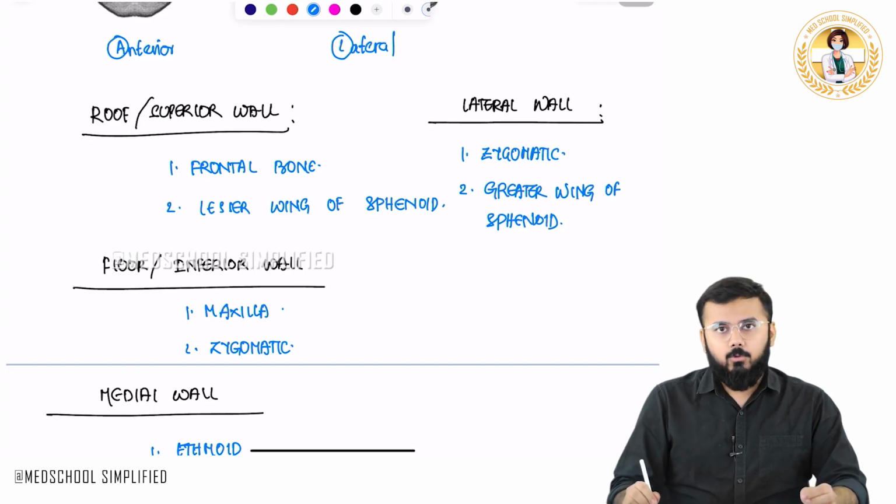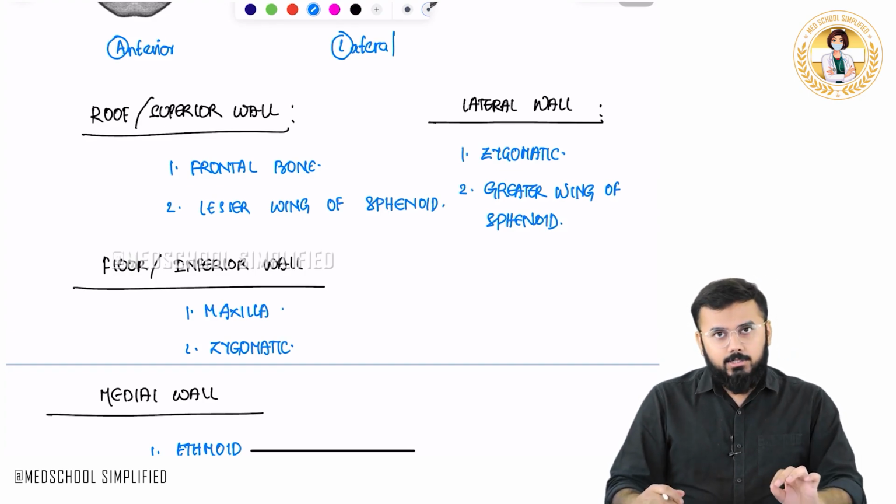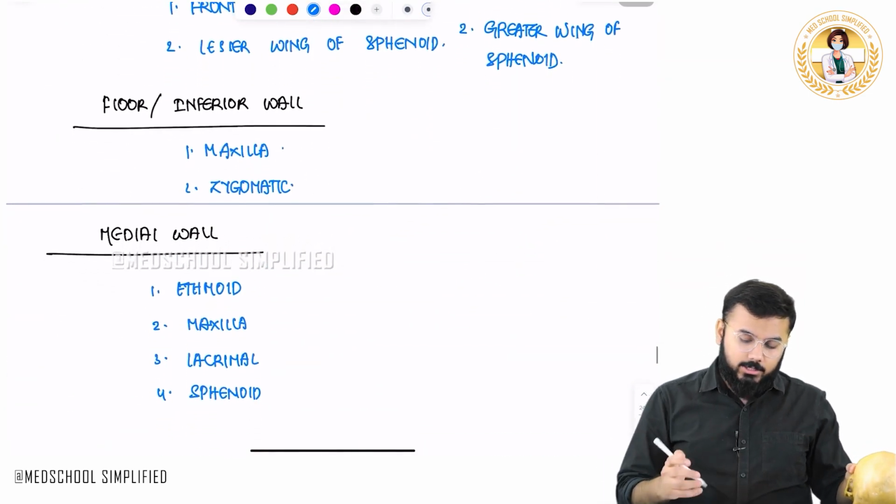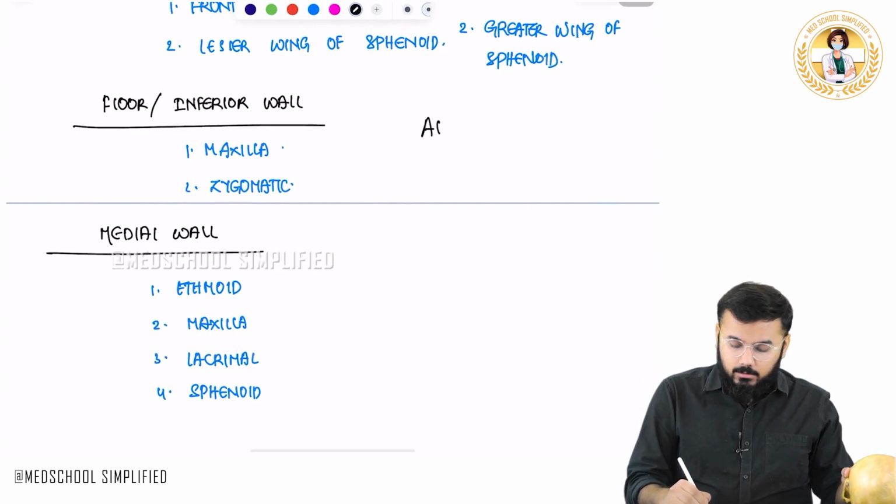Greater wing of your sphenoid bone. Okay. Right. So these are the structures. So what are the structures? Let us discuss what are the structures that are forming the apex. Okay, so what are the structures that are forming the apex?